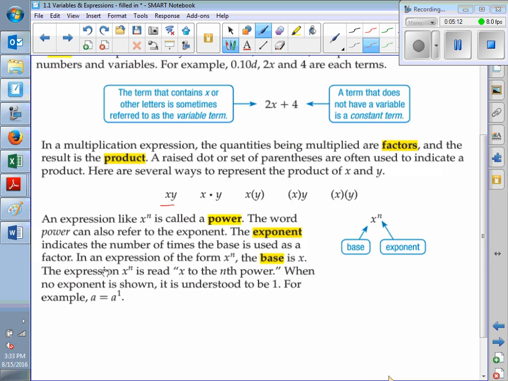Okay? Now, an expression like x to the n power is called a power. The reason is because it's raised to an exponent. And the word power can also refer to the exponent. The exponent, of course, tells us the number of times the base is used as a factor in multiplication. So if I had 3 to the 4th power, that's 3 times 3 times 3 times 3.